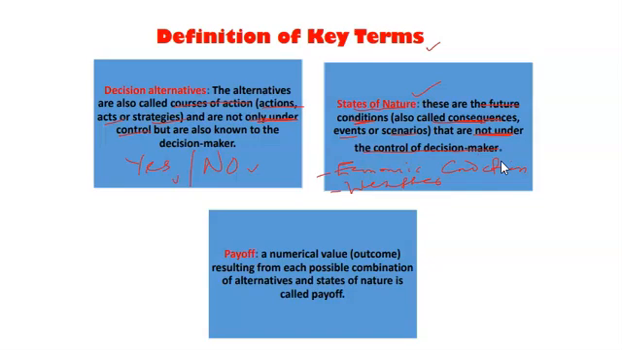But whether it's going to rain is not within your control. Meanwhile, as a manager, you still have to make decisions. Despite the fact that you don't know what tomorrow holds, you don't know what the scenario will be tomorrow, you still have to make your decision. The third key term is what we call payoff, which is the numerical value, the outcome of your decision.